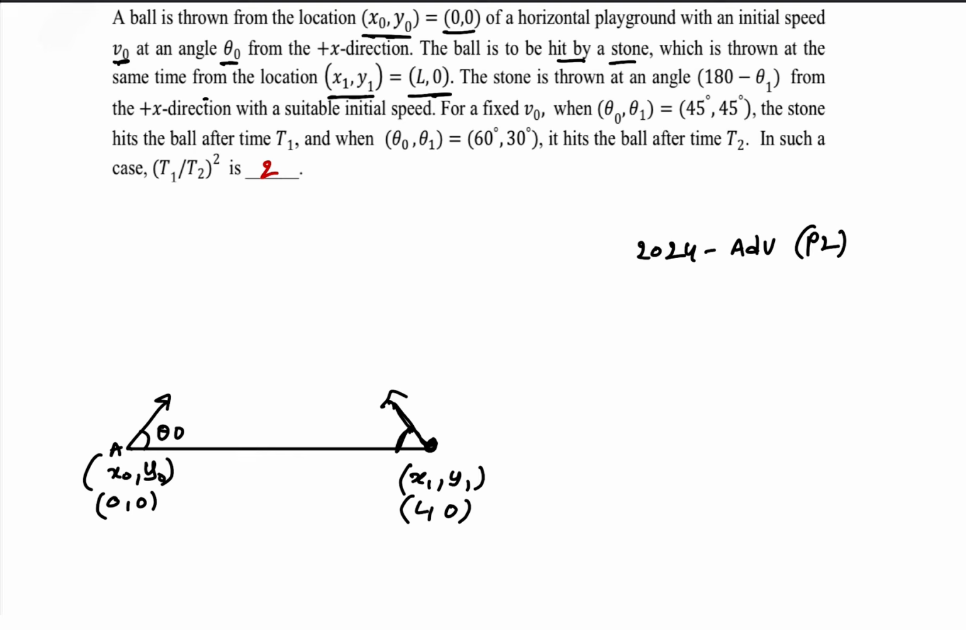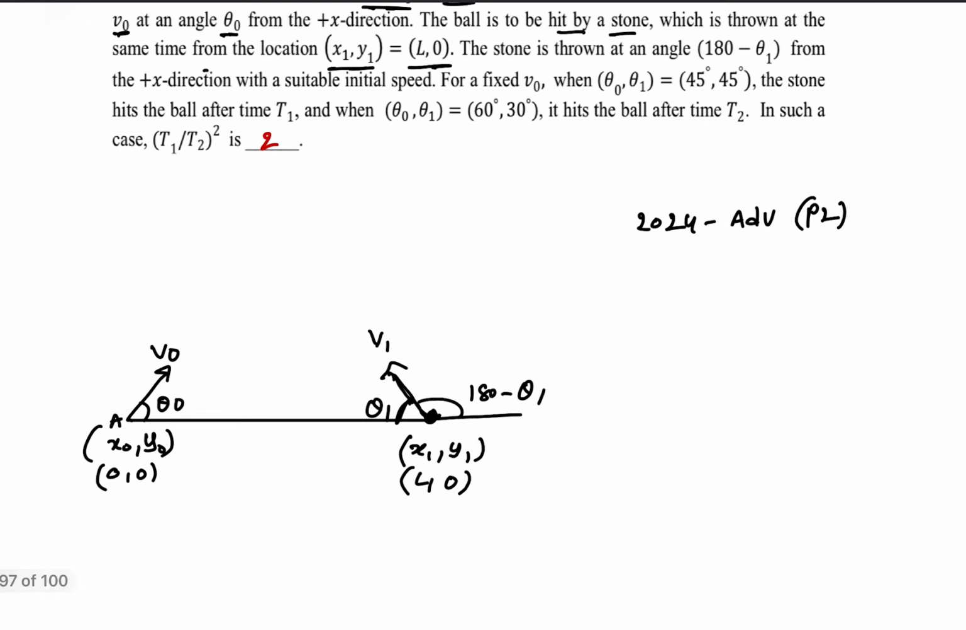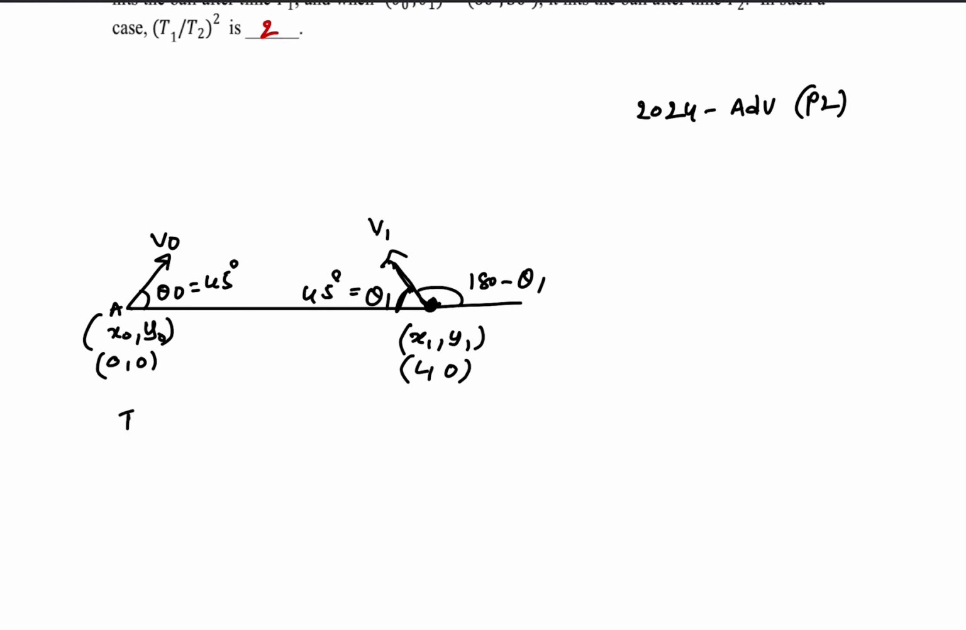The stone is thrown at 180 minus theta naught from the positive x direction, so we can write this as 180 minus theta 1, with suitable initial speed. The first one's initial speed is given as v naught. This value you don't know. As you know, to collide, they have already given theta naught and theta 1 values as 45 degrees. This is also 45 degrees.